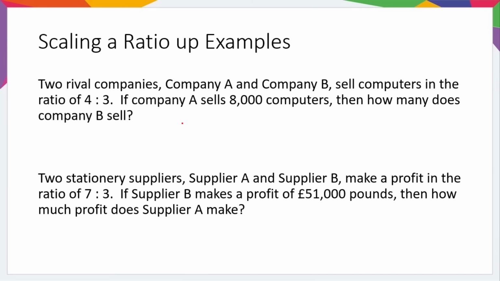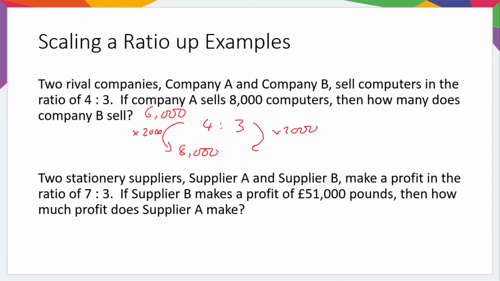Here are some worded questions. So company A and B have a ratio of 4 to 3. Company A sells 8,000 computers. So we are scaling the ratio up. Now I don't know by how many times we need to multiply 4 by to turn it into 8,000. So to work out what that multiplier must be, I'm going to divide 8,000 by 4. 8,000 divided by 4 is 2,000. So therefore 4 times 2,000 is 8,000. So we're scaling this ratio up 2,000 times. And 3 multiplied by 2,000 is 6,000. So company B sells 6,000 computers.